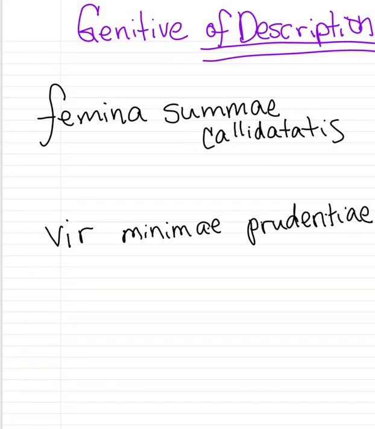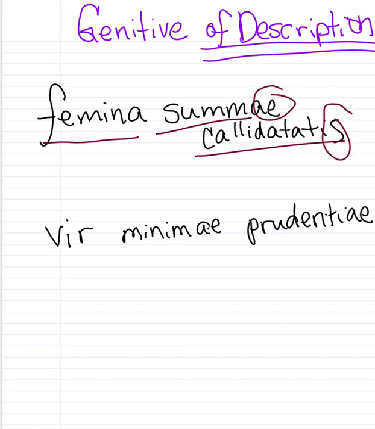In addition to the genitive of possession, another common way to see a genitive is in the genitive of description. You might have seen these in the stories we read in class. It is a very common construction, so let's take a look at this line right here. Femina summae calliditatis. We can tell that they're genitive because of the genitive endings, but we're still going to translate them the same way as we would a normal genitive with the word of. So we have the woman of the highest cleverness, or the woman of the most cleverness. The idea is that this woman is very, very clever.